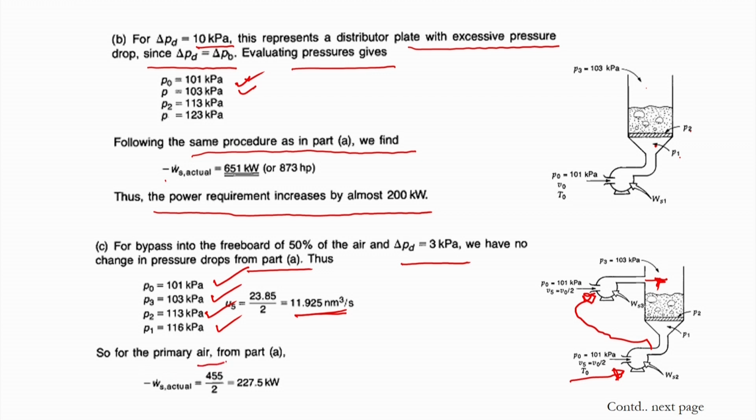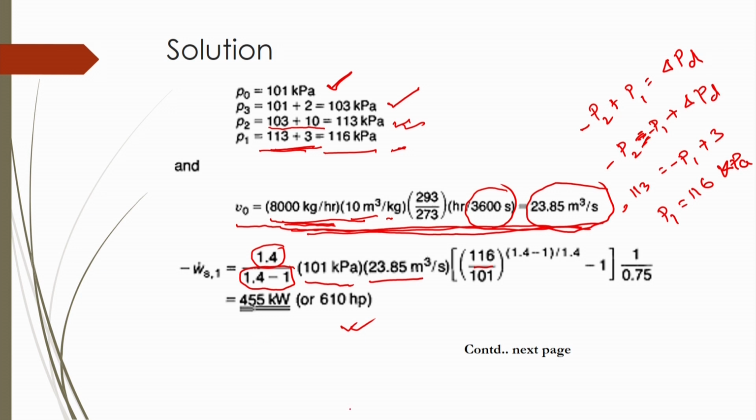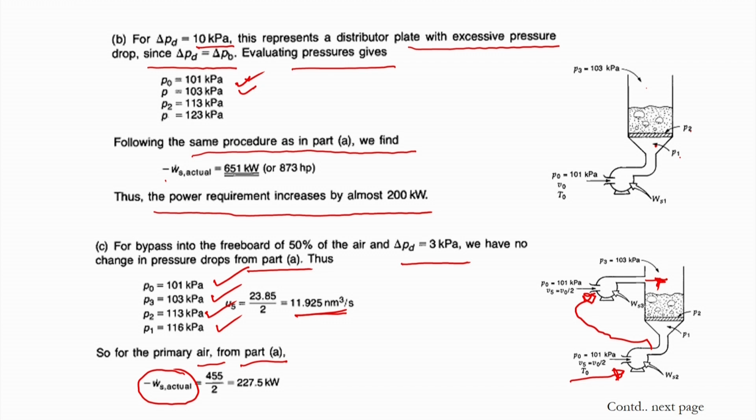So, for the primary air from part A, we can say that the actual shaft work will be equal to half of the actual shaft work which is obtained as per that equation in the initial condition, that is in part A, 455 divided by 2, this will be equal to 227.5 kilowatt. So, by this equation you will be able to calculate the power consumption if we bypass this. Only 50% of the air will pass through this compressor. The remaining 50% will be compressed through another compressor.